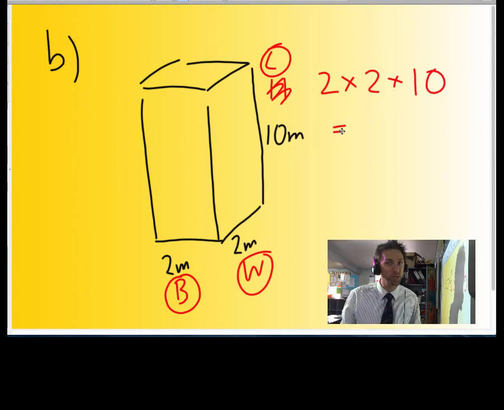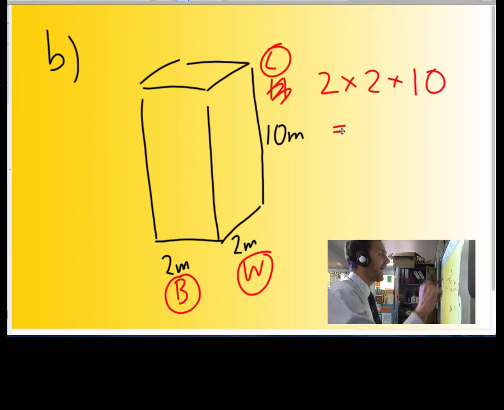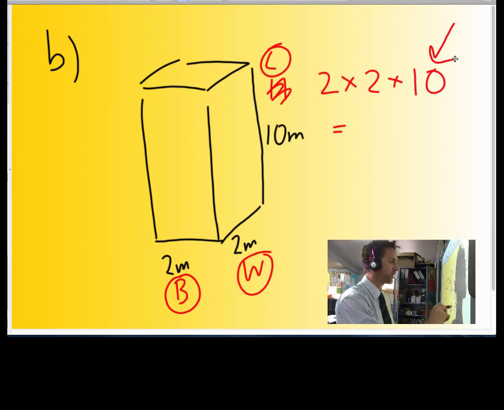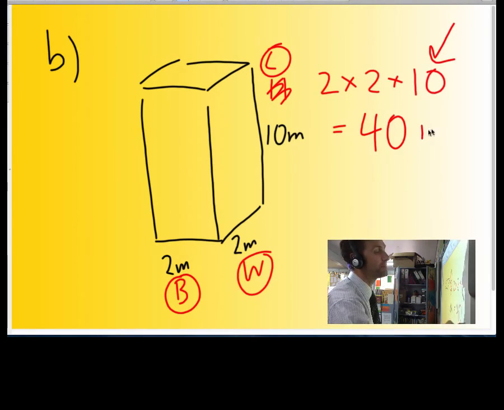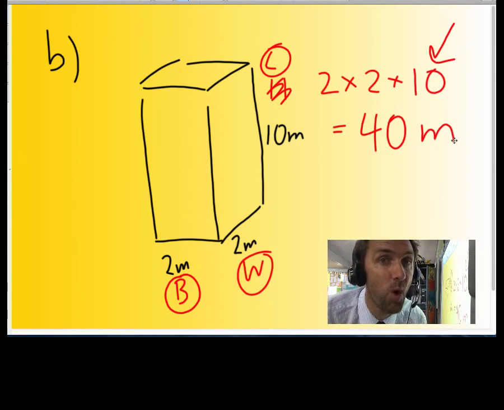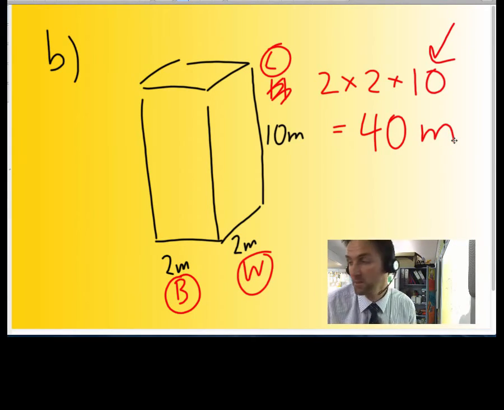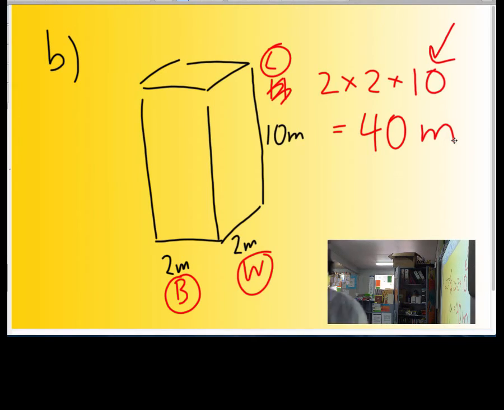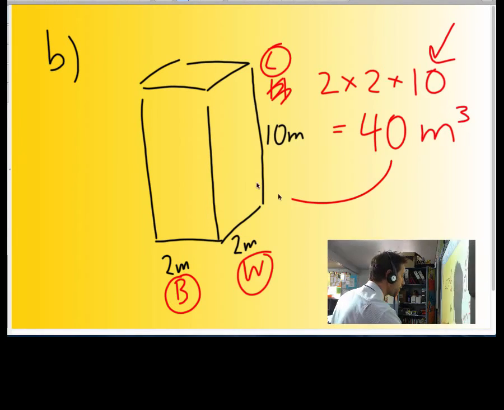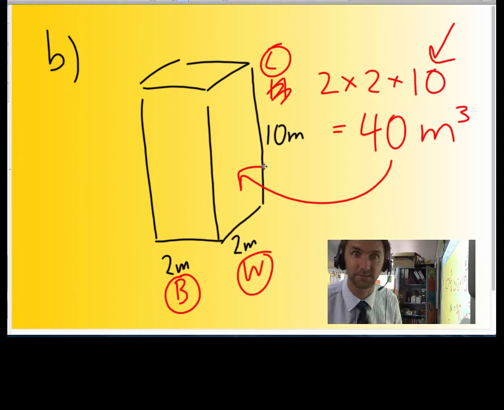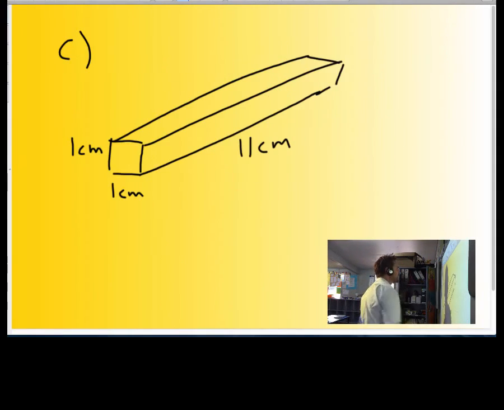So 2 times 2 is, of course, 4. And 4 times this 10 here is 40. And it's 40 meters, because it was meters. But 40 meters what? 40 meters cubed. It is literally saying there are 40 big meter cubes in this object. It's a big object. It's like from space or something. All right, let's have a look and see.